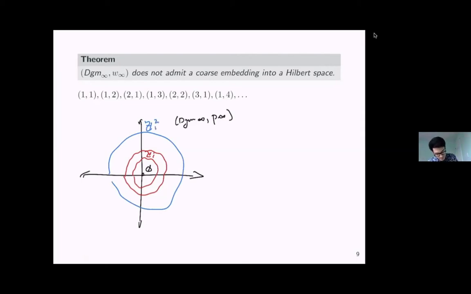And all you do is you arrange that they're sufficiently far apart so that you've embedded this Enflo-Tessera-Ostrovskii-Randrianarivony space into persistence diagrams. Now you've embedded this space isometrically, and it doesn't coarsely embed, so the larger ambient space can't coarsely embed.